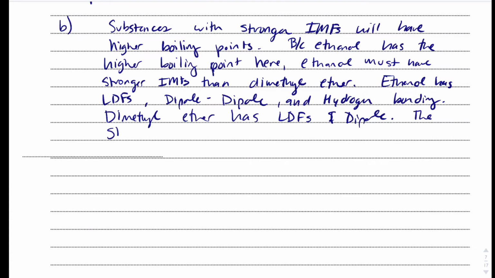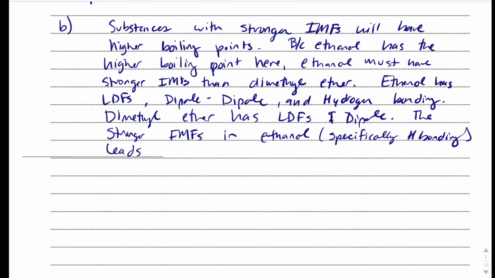The stronger IMFs in ethanol, for example, specifically the hydrogen bonding, leads to ethanol having the higher boiling point.